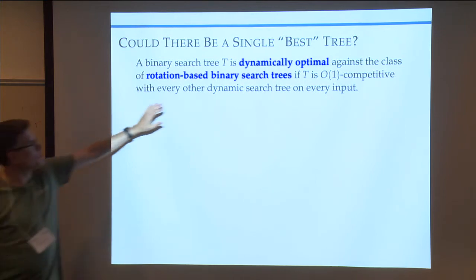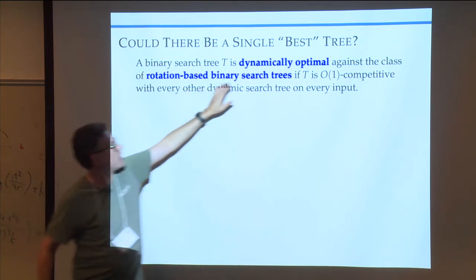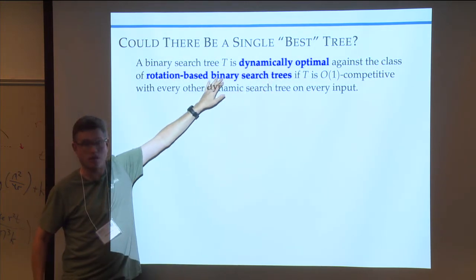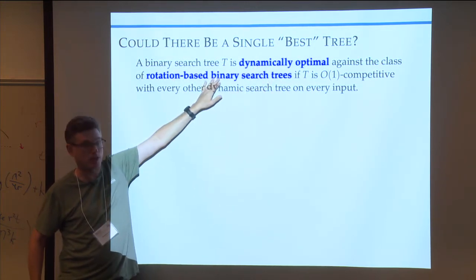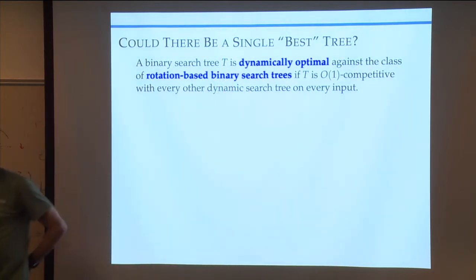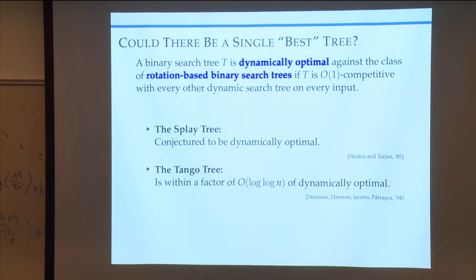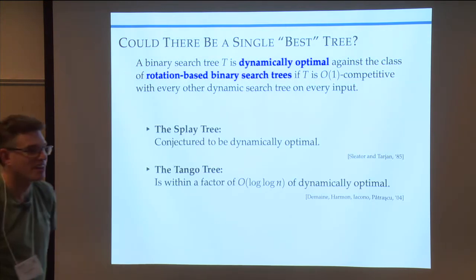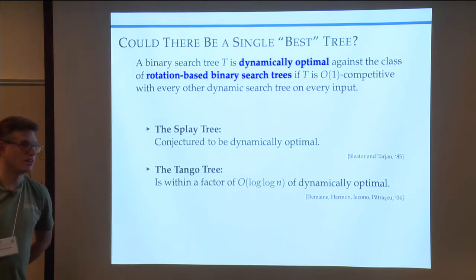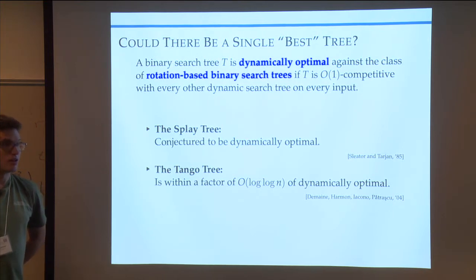And there's a subtlety here, which is, again, you're dynamically optimal with respect to some class of data structures. And in this case, the class of data structures is rotation-based binary search trees. So do I understand correctly that the rotation can depend on the input? If first the input is fixed, then the queries come along, and I can choose the rotation knowing the whole sequence of queries.